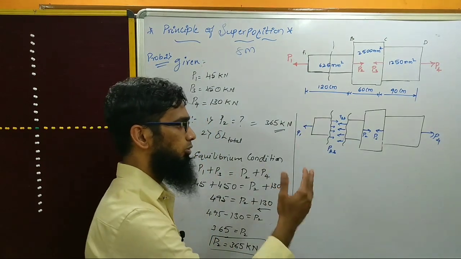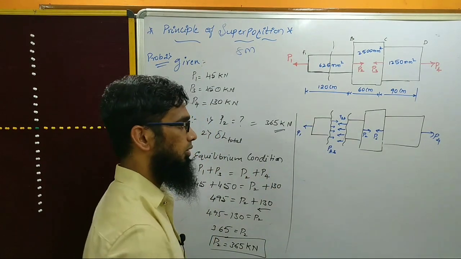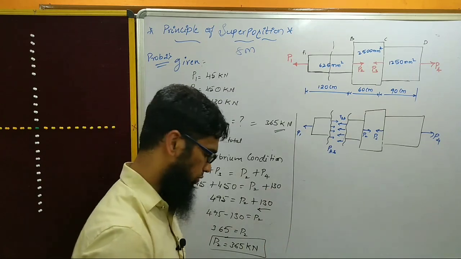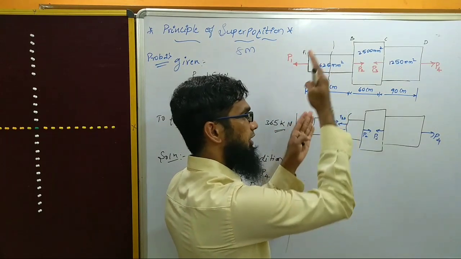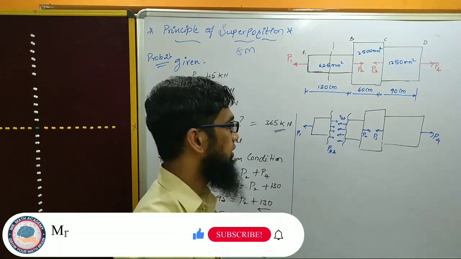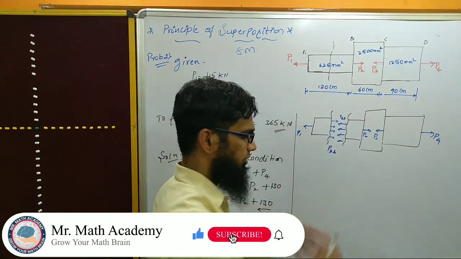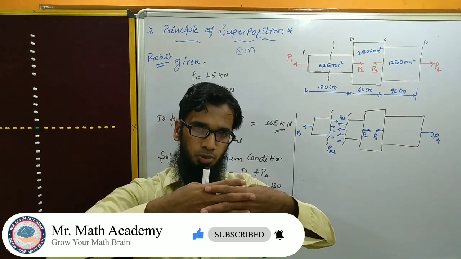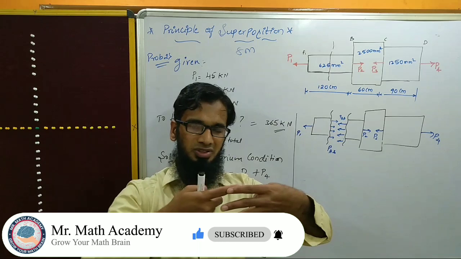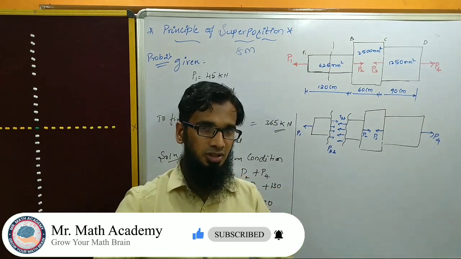This kind of problem we can solve in many ways, but this is also one of the methods by which I can solve this problem. Now only for this part I have taken the section here. After taking the section, remember that this is the initial member, when you apply the force in the opposite direction like this, this arrow indicates something like resisting forces.